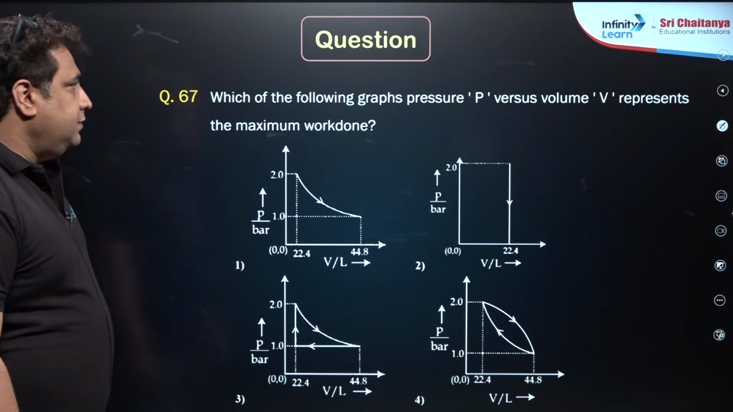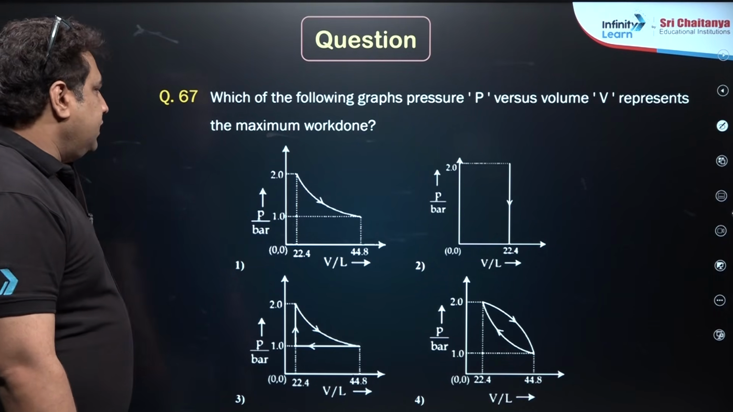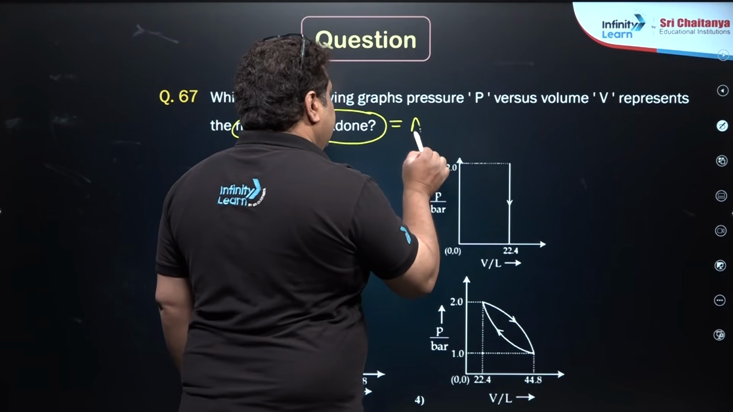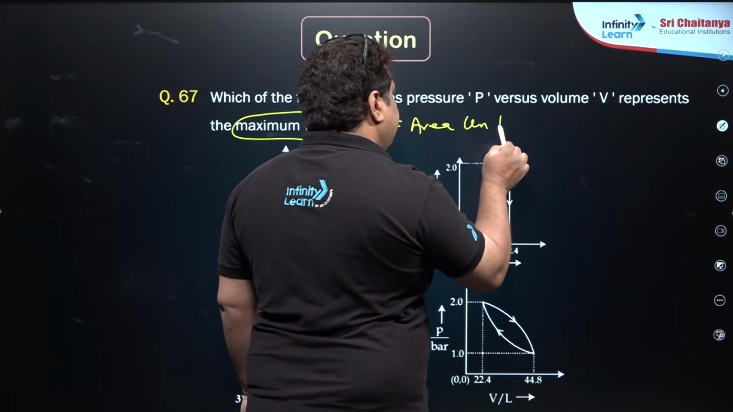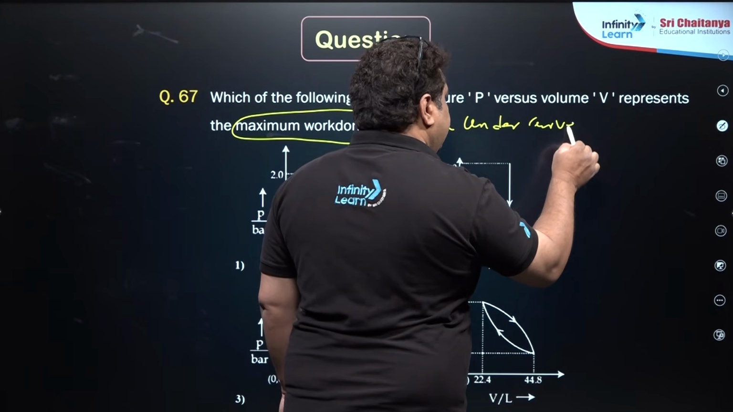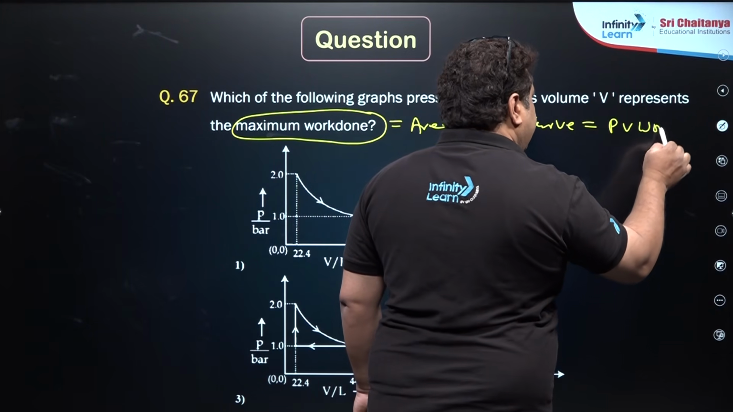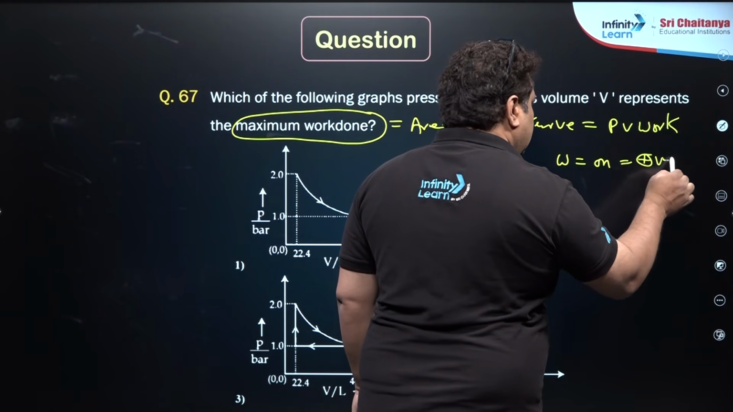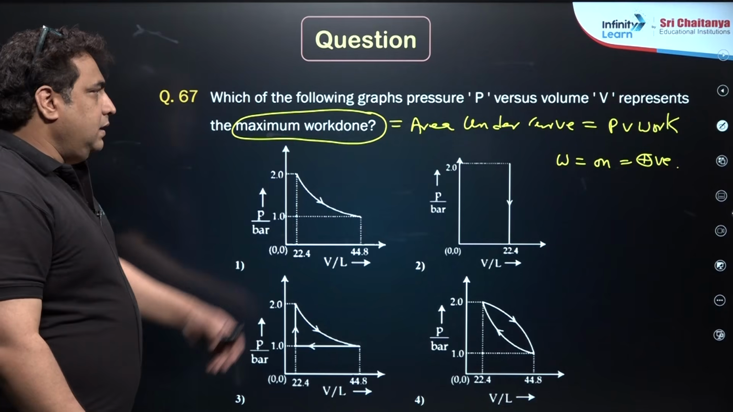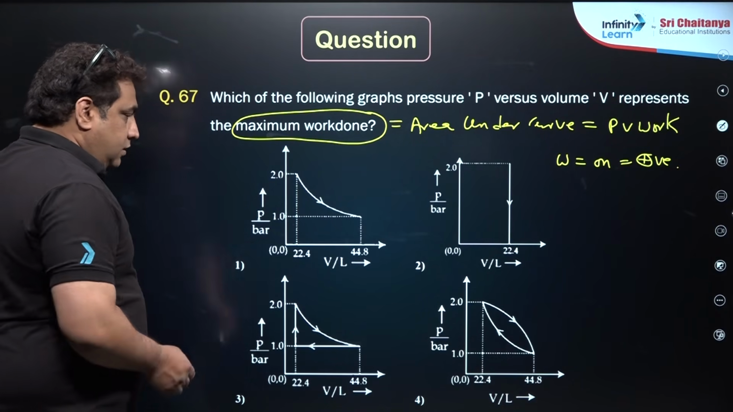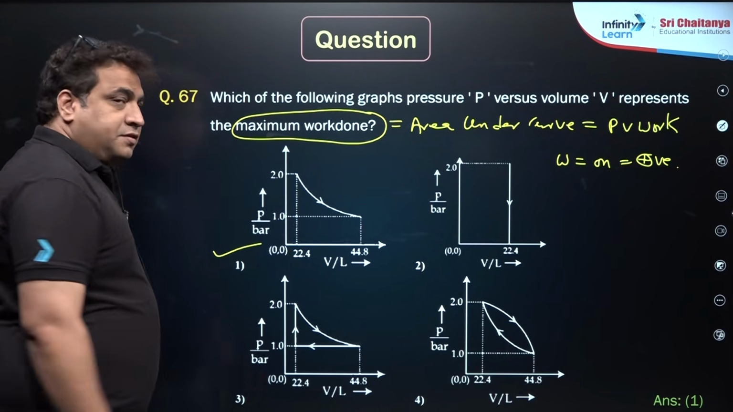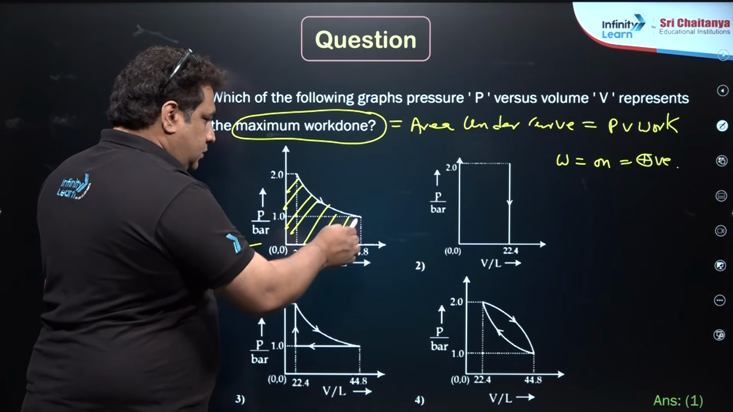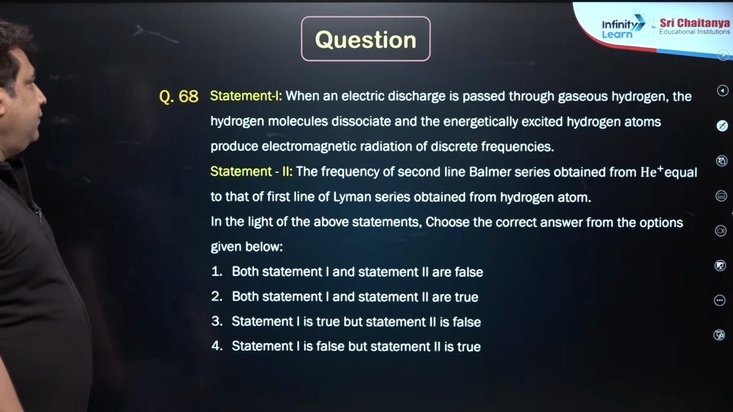Next, in which of the following P versus V graphs is maximum work done? Everybody should know that work done is nothing but the area under the curve, also called PV work. And work done on the system is positive. Correct? So based upon simple calculations, you can see the answer is option 1, because it has the maximum area under the curve out of all the other graphs.